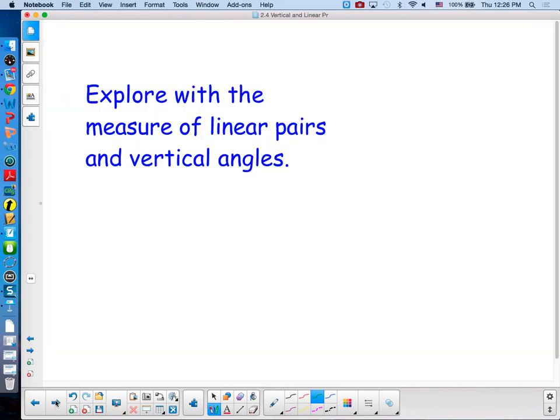Okay. We're going to do some exploring. You need a protractor to measure angles with and some straight edges. If you have supplies, grab them out. Otherwise, you should be set.